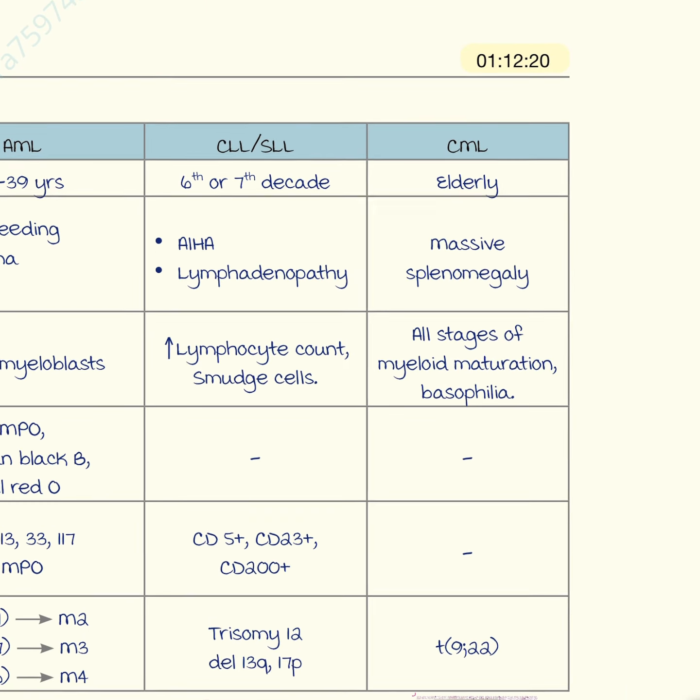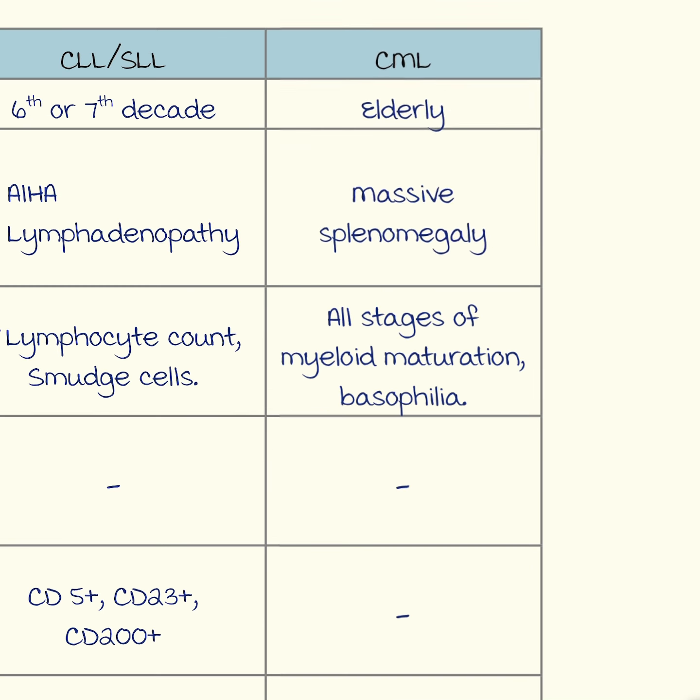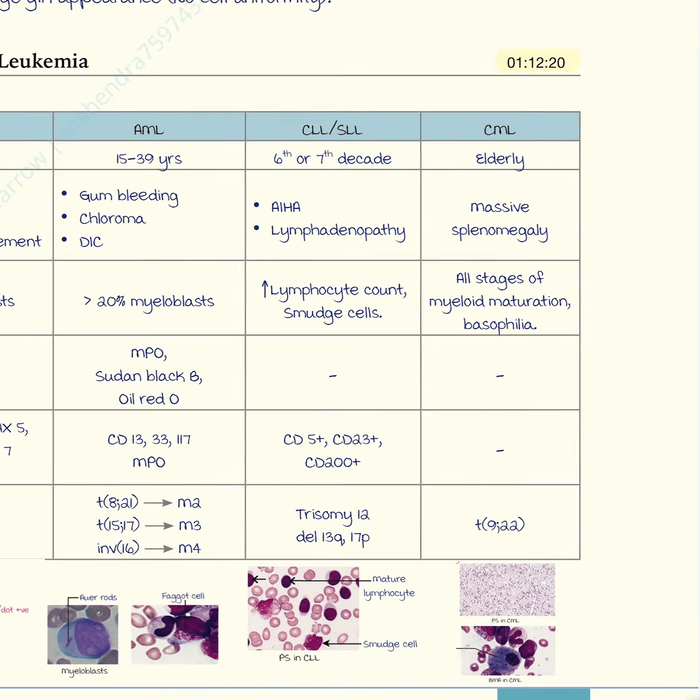Now CML. The age group is elderly persons, and massive splenomegaly is seen, just like in malaria. There are all stages of myeloid maturation, with basophilia.